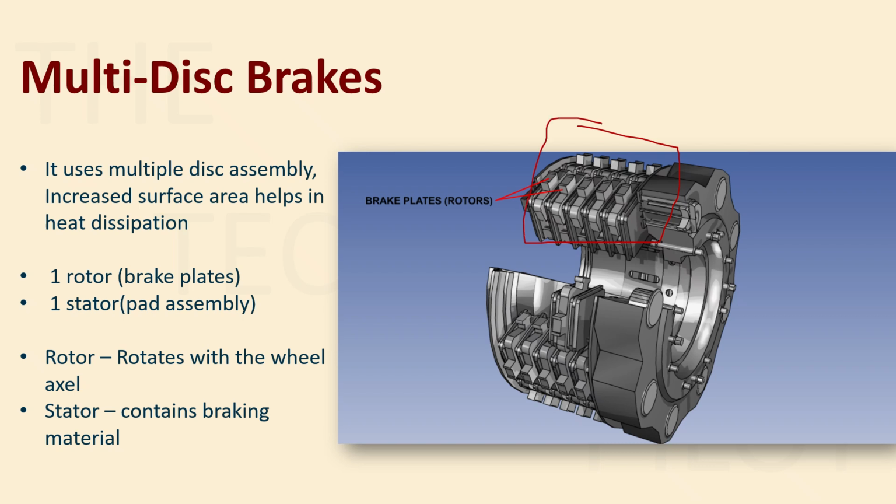What are these multiple discs? So these are what? Watch closely. These that you're seeing here, these which are marked, these are your brake plates. Brake plates are also your rotors, which means that these are the rotating plates. So these plates will be continuously rotating with your wheel.